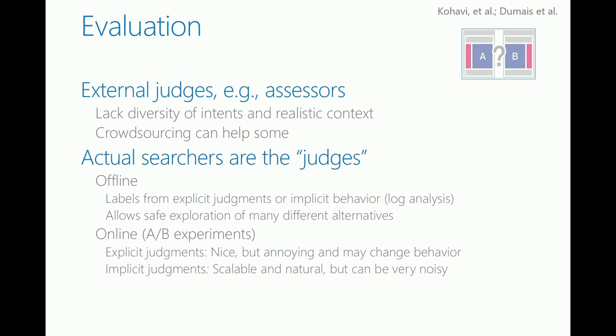And so explicit judgments here are very nice in that they're really precise and contextual, but they're really annoying. Implicit judgments are scalable and natural, but again, there's a lot of noise. I click on something, and then I move back. What does that mean? Does that mean I was interested, that it satisfied my needs immediately? I could give a whole other talk on complementing behavioral logs with other measures to really understand what's behind people's queries, whether they're satisfied or dismayed, and so on.